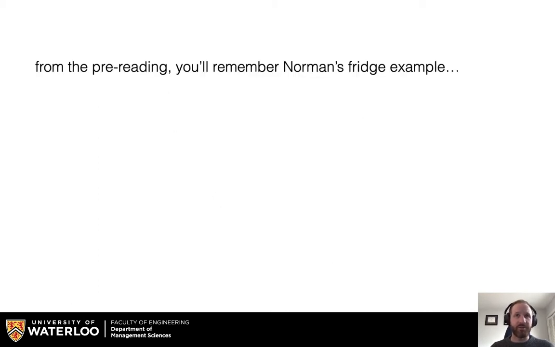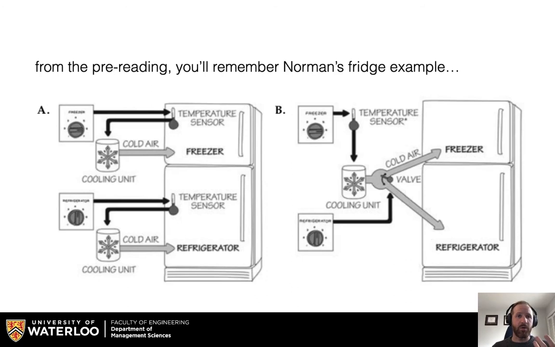So often in this course I have a pre-reading. If you read through the Don Norman book, The Design of Everyday Things, there's a fridge example of how people interact with a refrigerator. And Norman illustrates there are two different controls, a freezer and a refrigerator. And one model might be how you control the temperature in the freezer and how you control the temperature in the refrigerator.